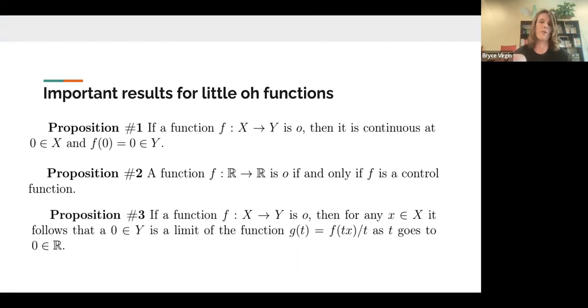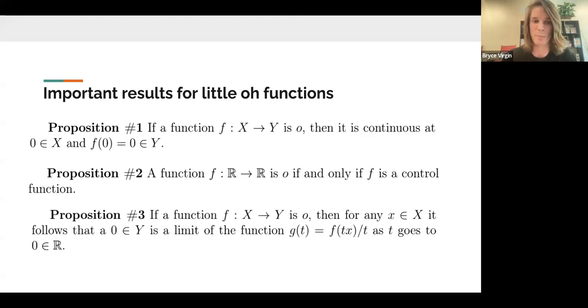Okay, so now results for little o functions. Once again, I have the proofs for these written up for the interested viewer, and I can share those with you. But for the talk, I'm just going to give a brief outline of why some of these work, unless it's really obvious based on a prior result I've already mentioned. Starting off, if a function is little o, then it is continuous and it also sends 0 to 0.